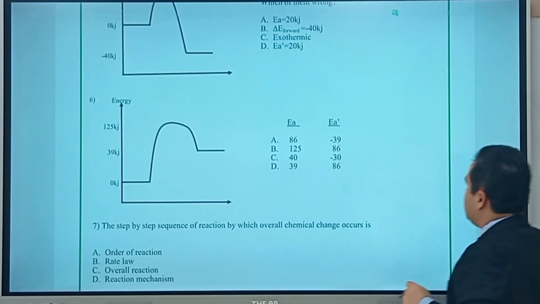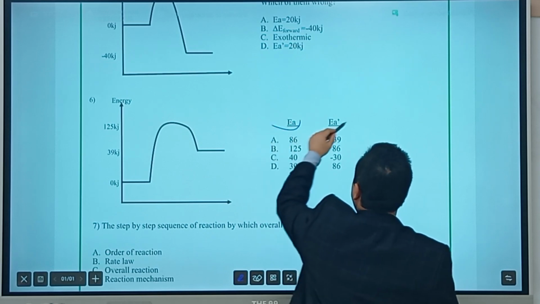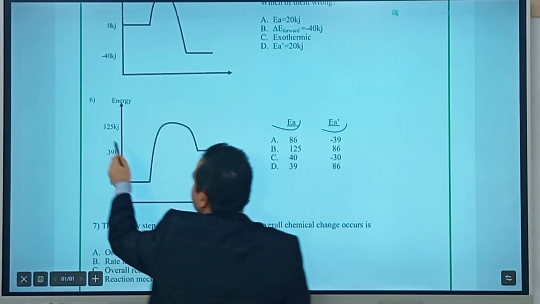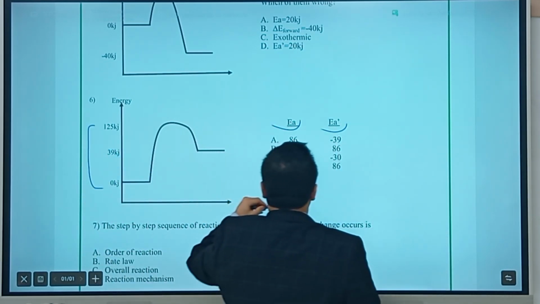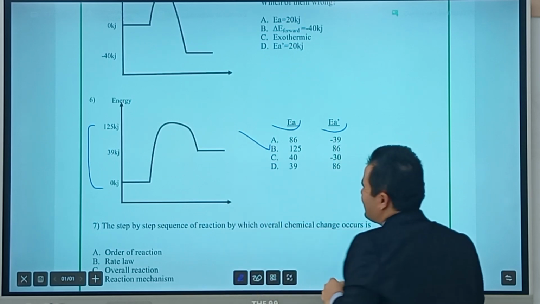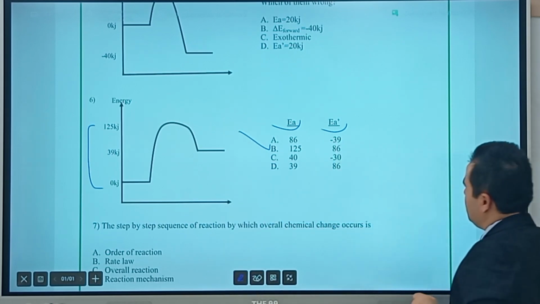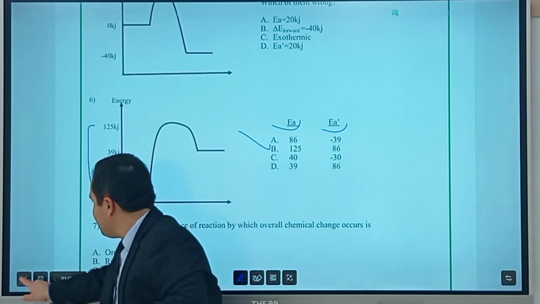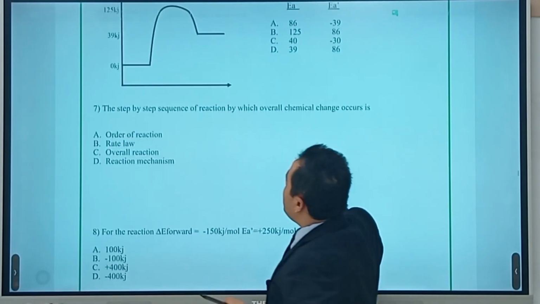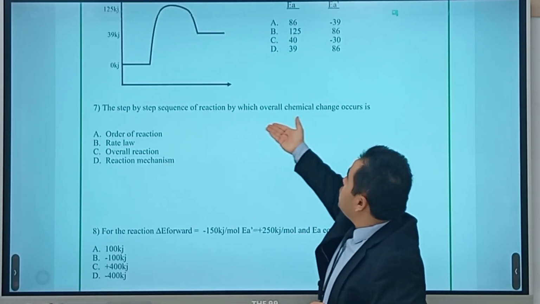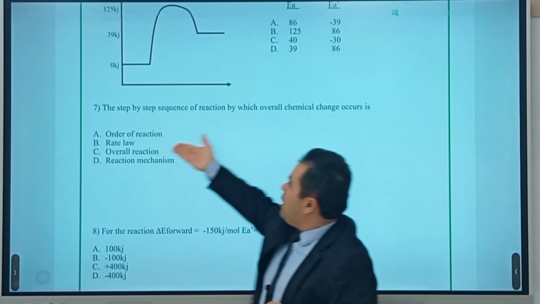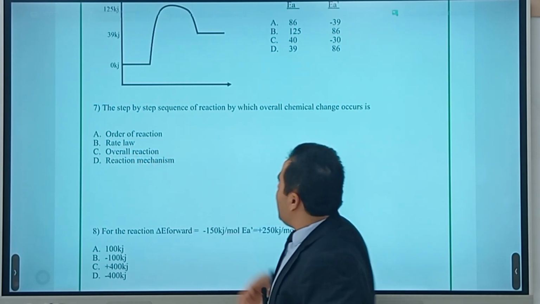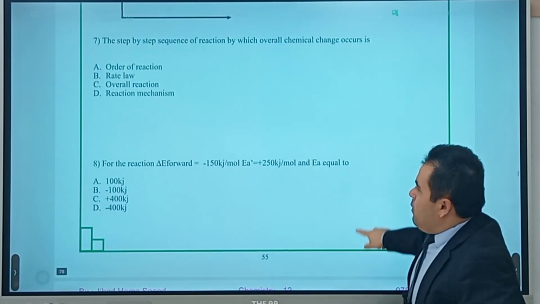Another form of the graph, but EA and EA prime is given. EA is equal to 125, so B is the correct answer, the only one that has 125, and EA prime is equal to 86. The step-by-step sequence of reaction by which overall chemical change occurs, what is it? The reaction mechanism.